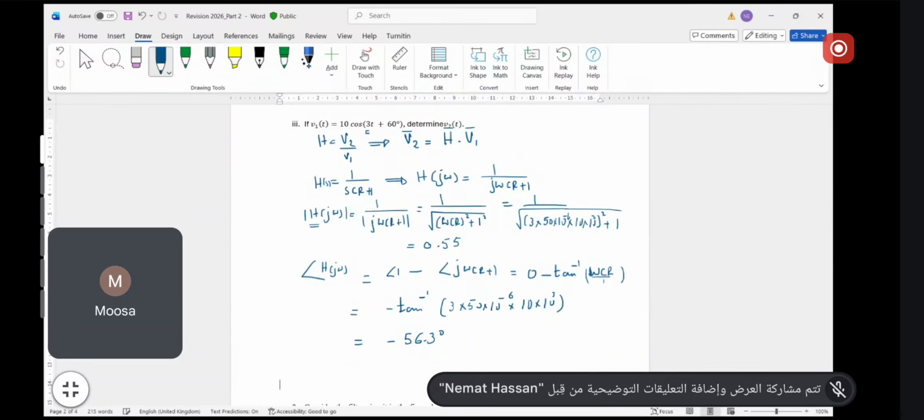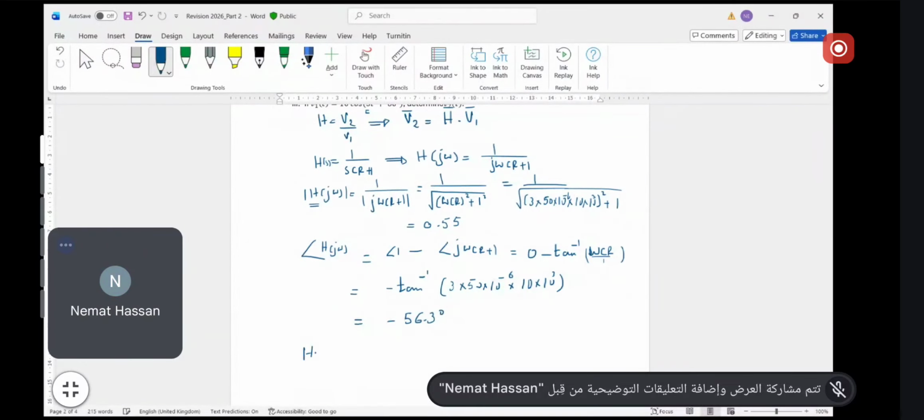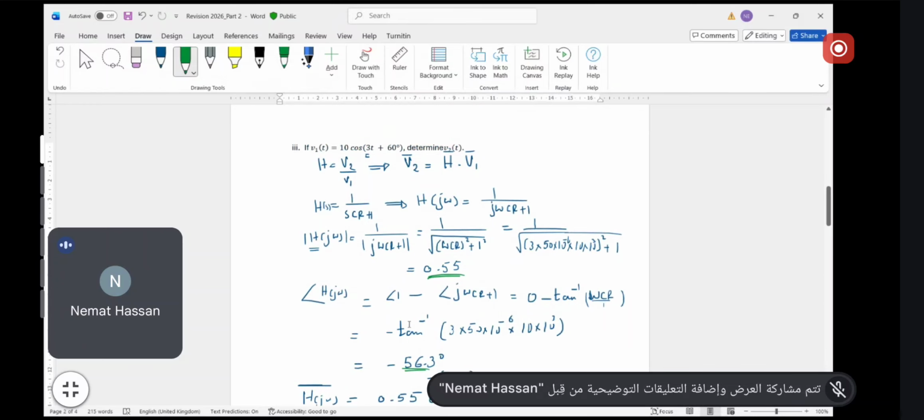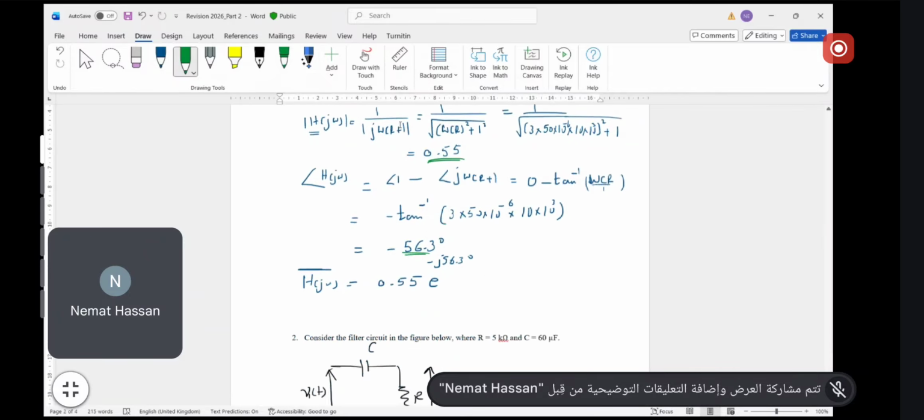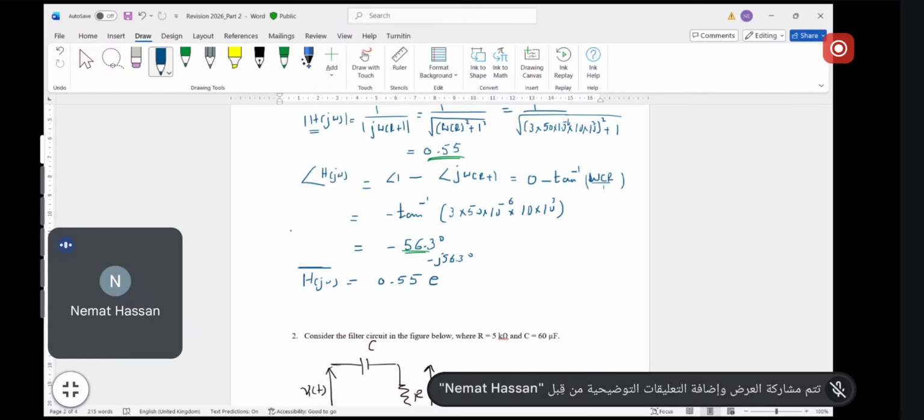So H of j omega phasor is 0.55 e power minus j 56.3 degrees. Based on what? Based on these two values, right? We have H of j omega, and now we want V1 phasor. The phasor of V1 is what? 10 e power j60, right? So V1 phasor is equal to 10 e power j60 degrees.